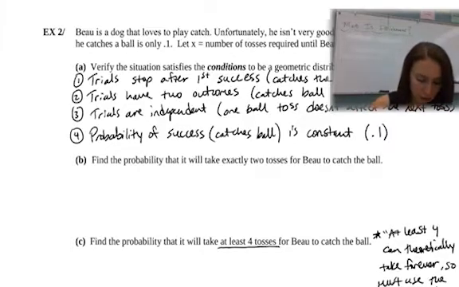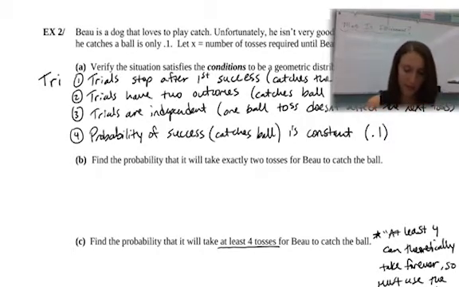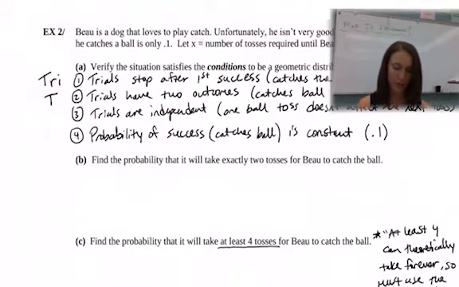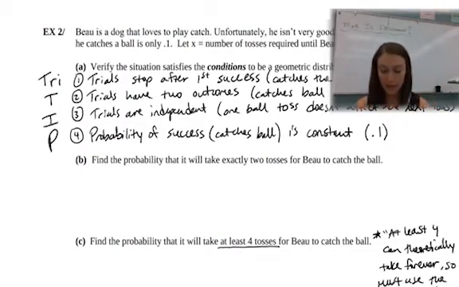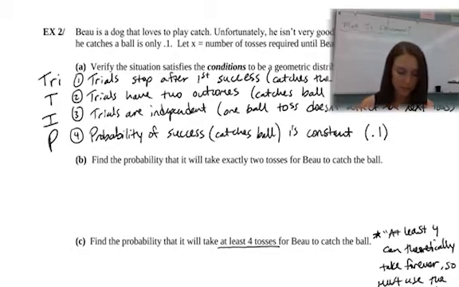So again, we've got our TRIP tip. Trials stop after first success. Trials have 2 outcomes, T for 2. Trials are independent, I, and the probability of success is constant. Now notice I also put context in each one of those, so you can see those in parentheses there. It's important to add context into our conditions.